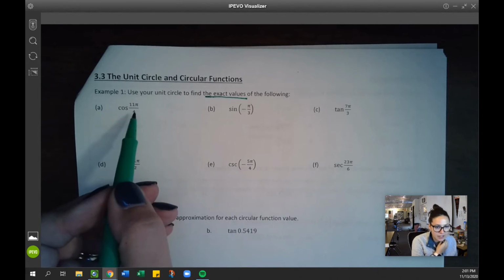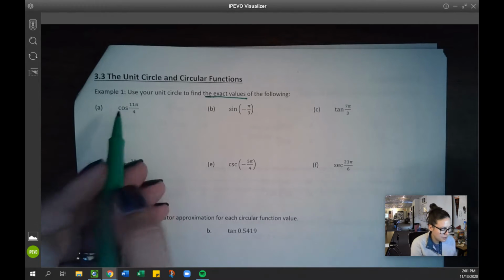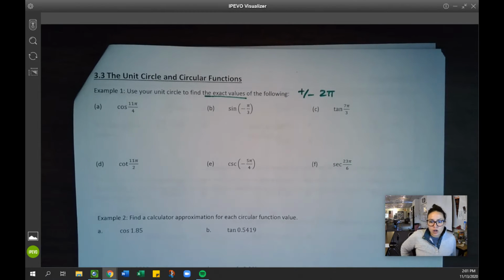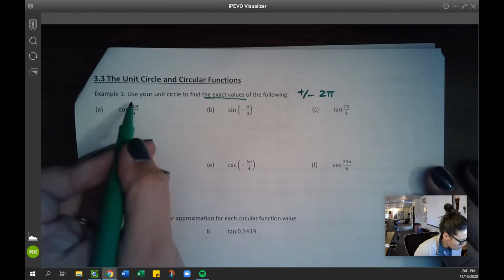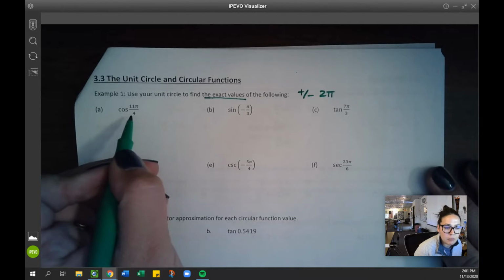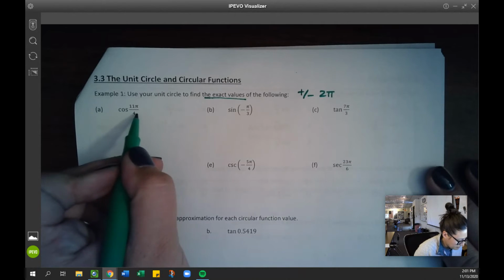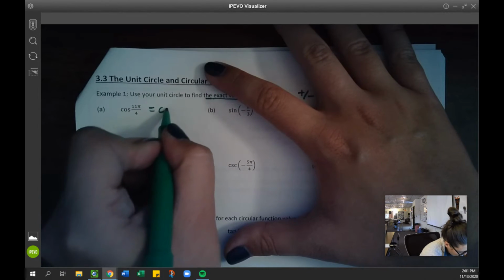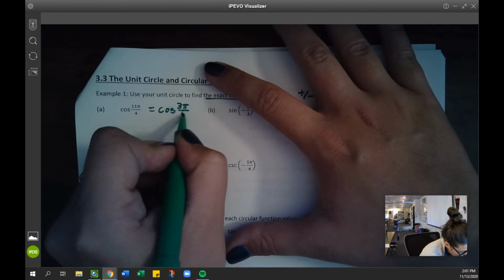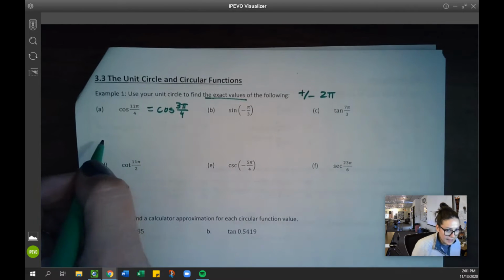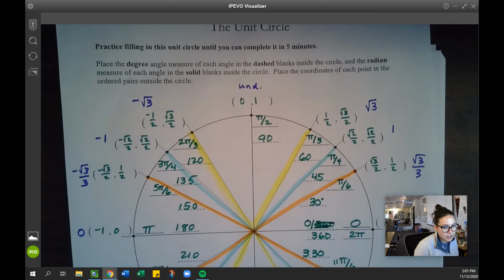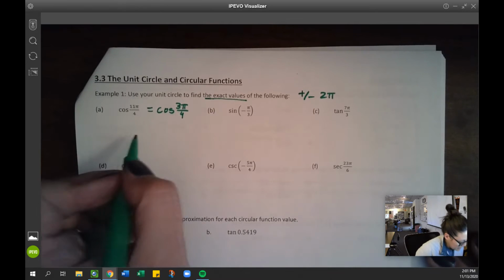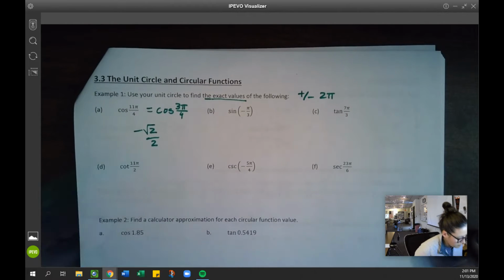So I'm going to find the angle that is coterminal with that. Remember, we may have to add or subtract 2 pi to find the coterminal angle. So I'm going to subtract 2 pi from this, but 2 pi in fourths is really 8 pi over 4. So this is going to be equivalent to the cosine of 3 pi over 4. And then I can use my unit circle because 3 pi over 4 is on our unit circle, and the cosine there is negative square root of 2 over 2.